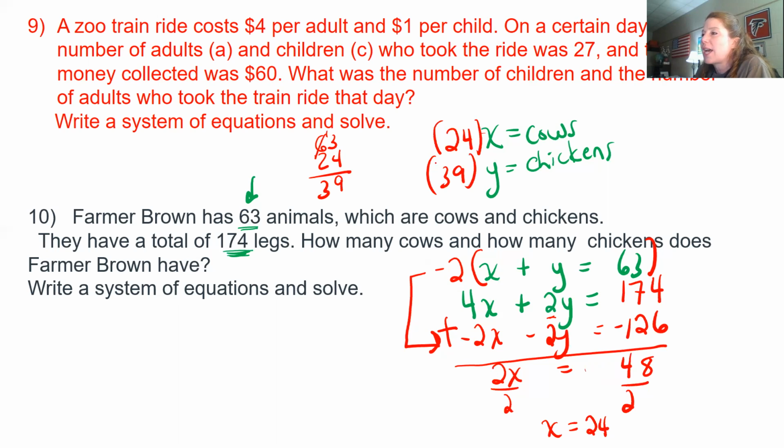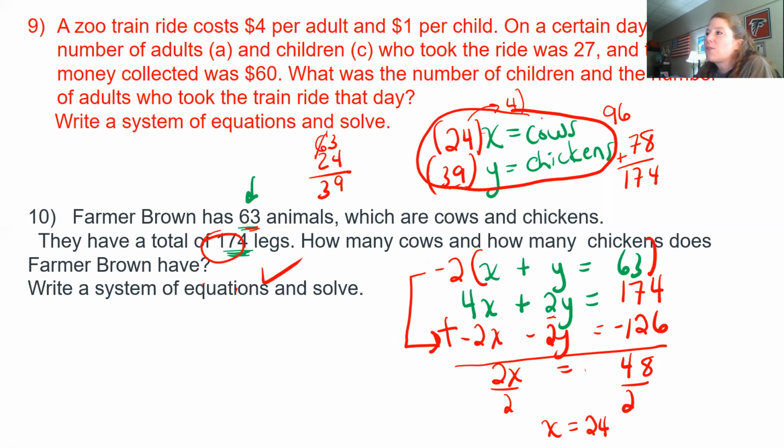So we got 2 things to check. Does 24 plus 39 equal 63? It does. And if we have 24 cows times 4 would be 96 cow legs, and 39 chickens would have 78 chicken legs. Is that our correct total of legs? Well, 96 plus 78 is 174. Yep, that's exactly right. So our answer is right here. We had 24 cows and 39 chickens.